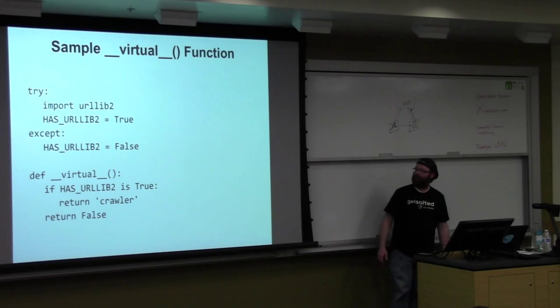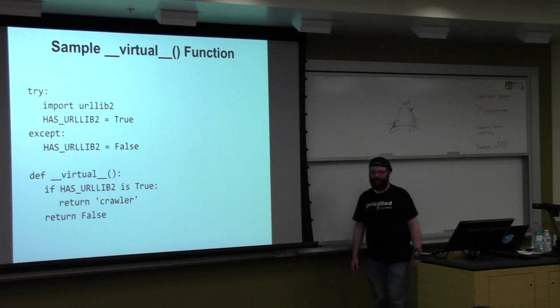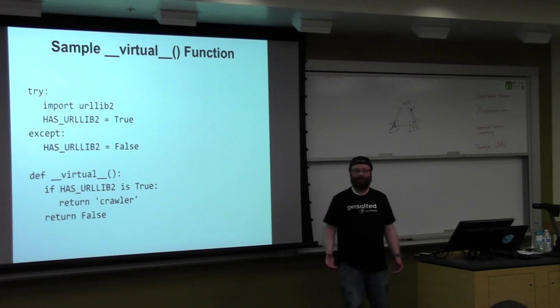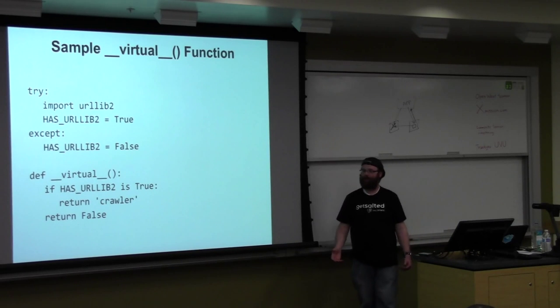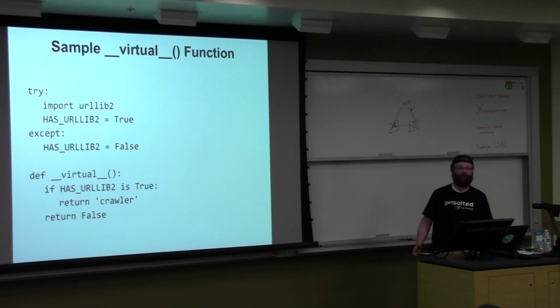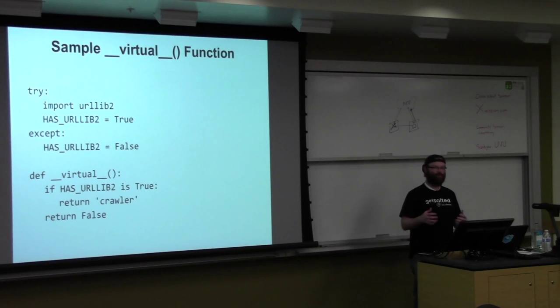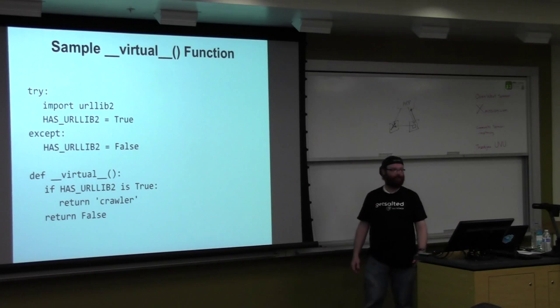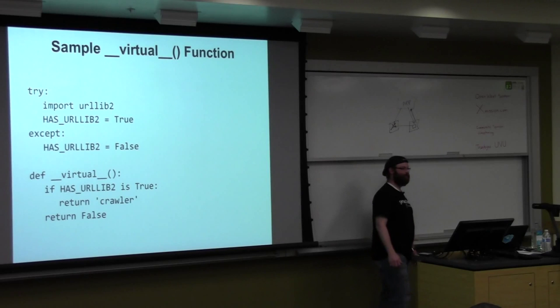Yeah. Okay. And conceivably, somebody else could write another function on this that uses requests and have that return crawler instead and behave completely differently. Well, hopefully the end behavior is the same, but do different things under the hood, right? Does that answer your question?